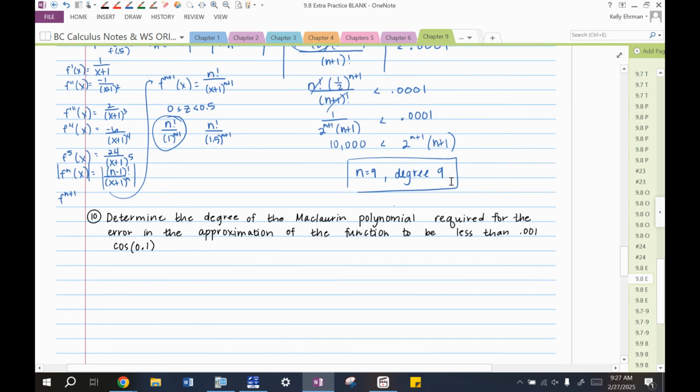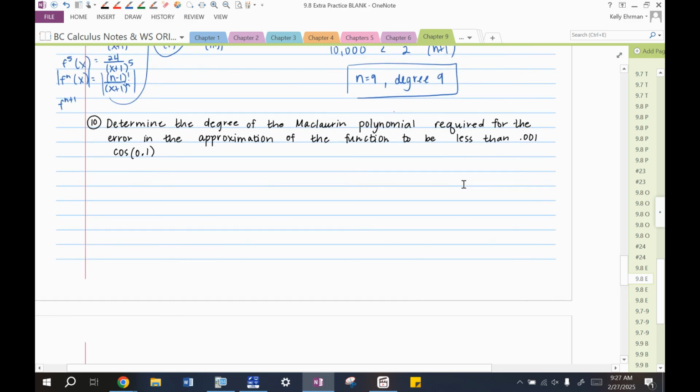All right. Last problem. Determine the degree of the Maclaurin polynomial required for the error in the approximation of the function to be less than 0.001. We're trying to approximate cosine of 0.1. So this is asking us, first of all, f of x is cosine x. So this is asking us to find the difference between cosine of 0.1 and some sort of Taylor polynomial that approximates 0.1.